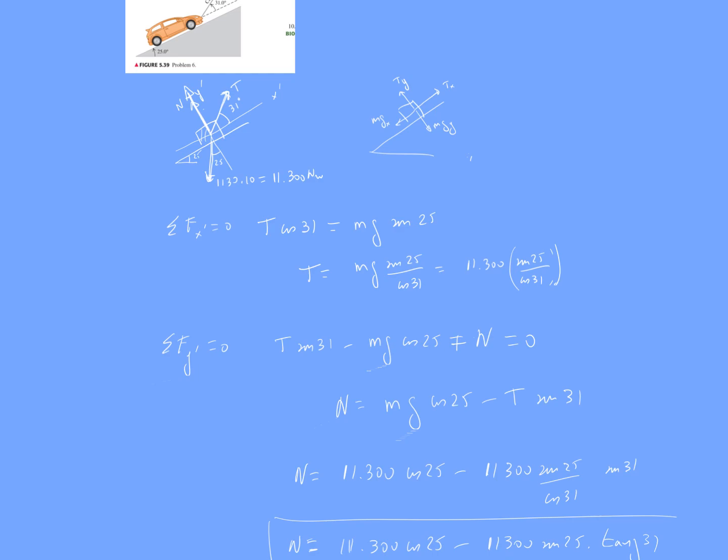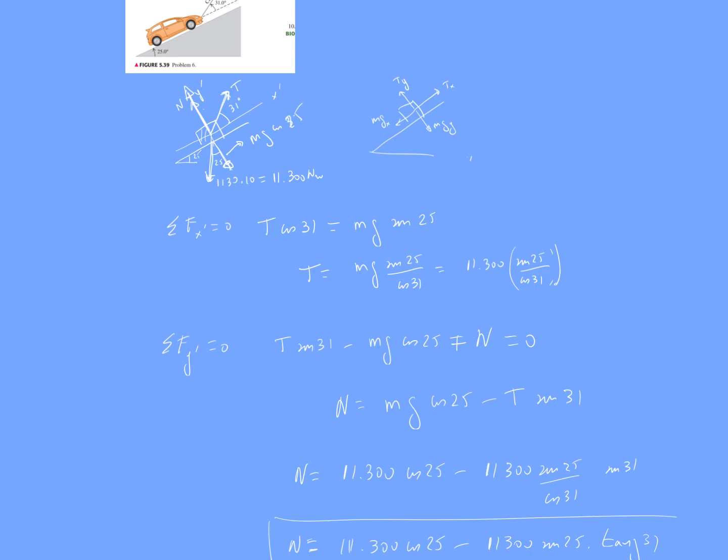It's a constant velocity. Sum of all the forces in the y direction will be: I see the T projected to the y-axis is T sine of 31 going up. I see the normal going up, and I see mg cosine of 25 going downwards. So the equation is, what is going up? T sine of 31, this component of this force through the y direction. The normal is going up, and mg cosine of 25, the component of this force, is going downwards.